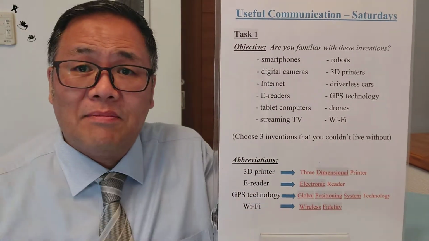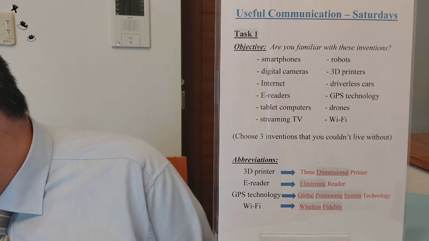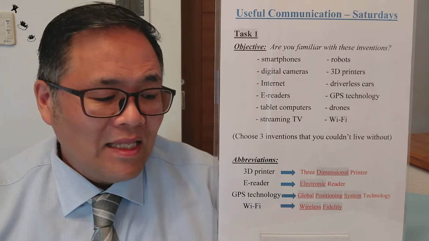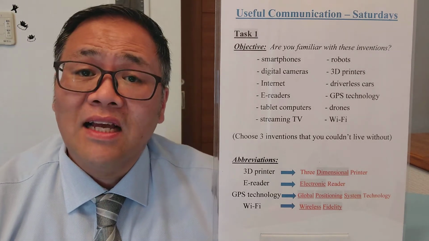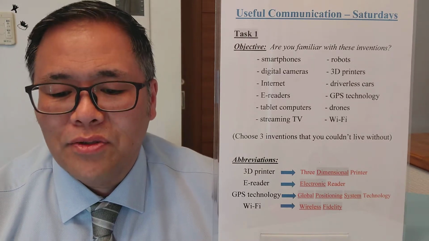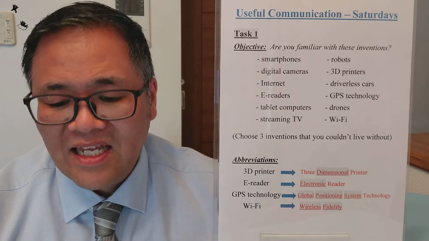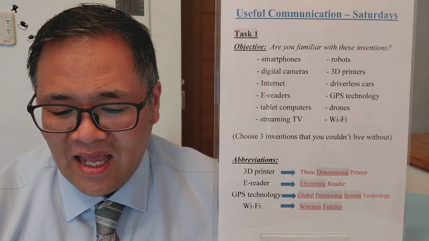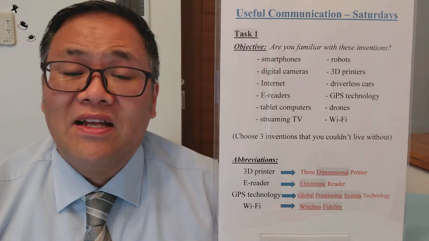And the first task, on page 44, task 1, is: are you familiar with these inventions? Okay, so they introduce these 12 different inventions. Let's just go through these together. We have smartphones, robots, digital cameras, 3D printers, internet, driverless cars, e-readers, GPS technology, tablet computers, drones, streaming TV, and also Wi-Fi. Okay, now let me explain some of these inventions if you're not familiar.